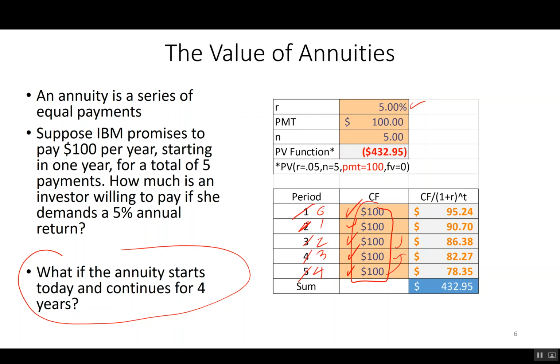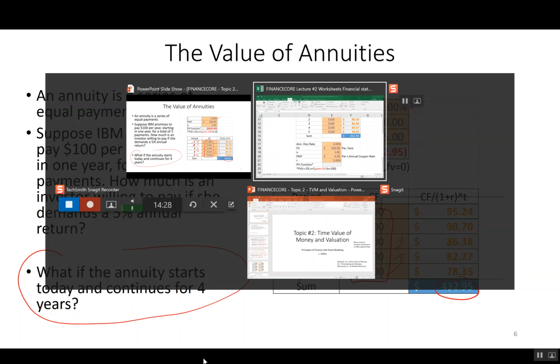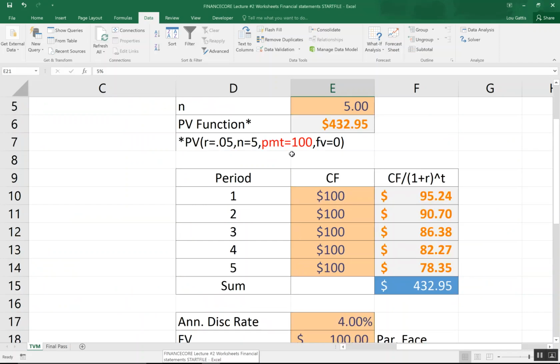So what you could do is simply change this to 0, 1, 2, 3, 4, and that will give the present value of the cash flows. And we could do that. So if those cash flows started in year 0, today, 1, 2, 3, 4, notice I'd pay $100 for a cash flow today. I'd pay $454.